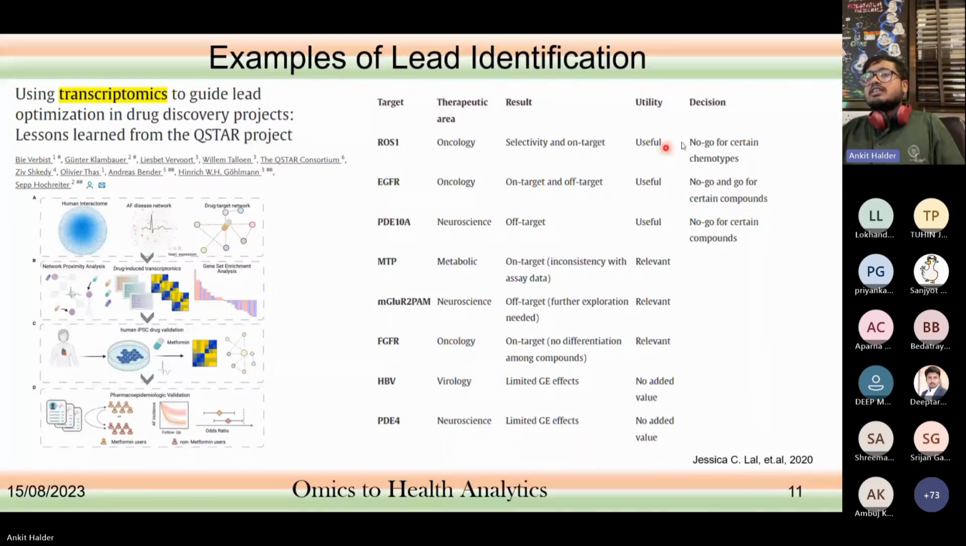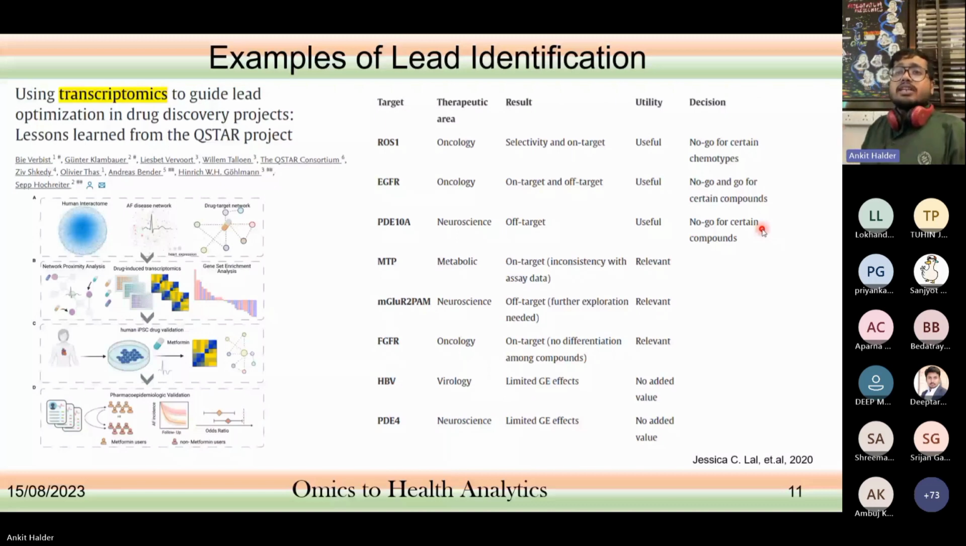Here you can see that PDE10A has been written as no-go for certain compounds. So this helps you understand which compounds you can take forward for targeting certain genes or certain molecules for certain therapeutic areas.